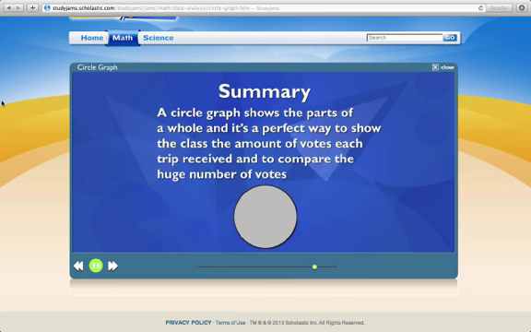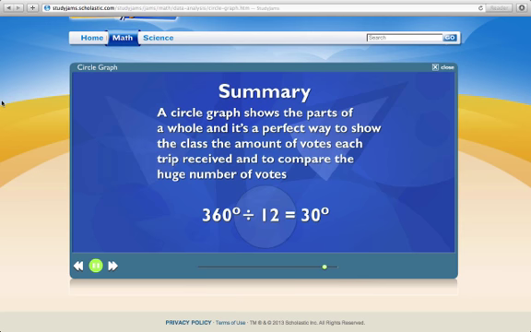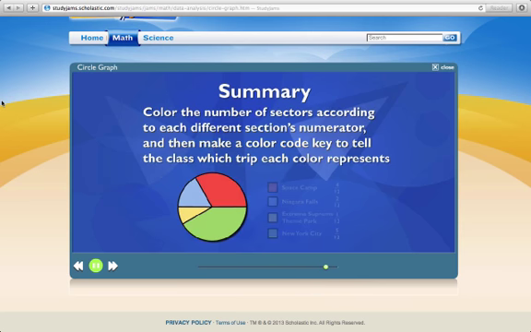A circle graph shows the parts of a whole, and it's the perfect way to show the class the amount of votes each trip received, and to compare the huge number of votes. I found a common denominator to figure out the number of sectors on the graph, then divided 360, the degrees in the circle, by that denominator to get the sector size. I colored the number of sectors according to each section's numerator, and then made a color-coded key to tell the class which trip each color represents, and bam! I've got one sweet circle graph.